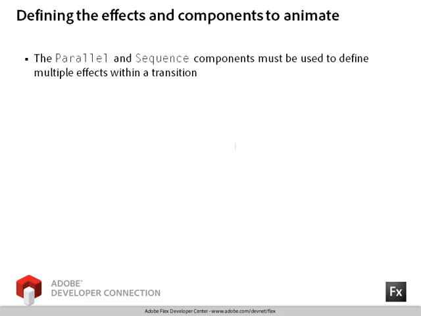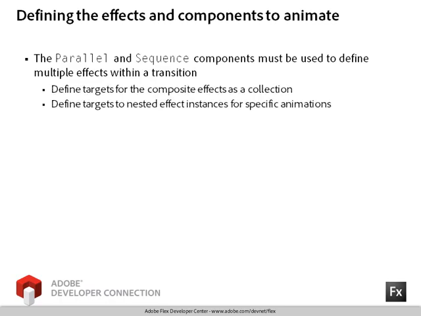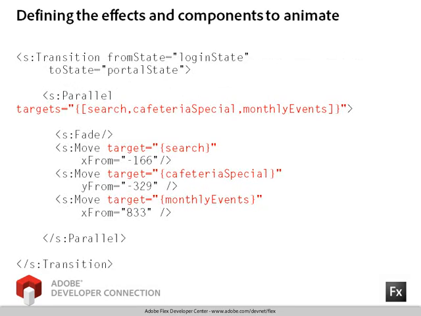You can also use the parallel and sequence composite effects to group two or more effects that you would like to play in parallel or in sequence respectively. If you define the targets for a composite effect, you can still further refine the movement of each component by also defining target or targets properties for the nested effect. In this code, you can see that the parallel composite effect targets multiple components, but that each component also is modified by its own specific effect.